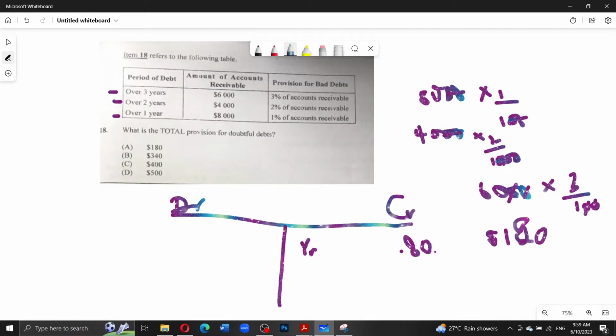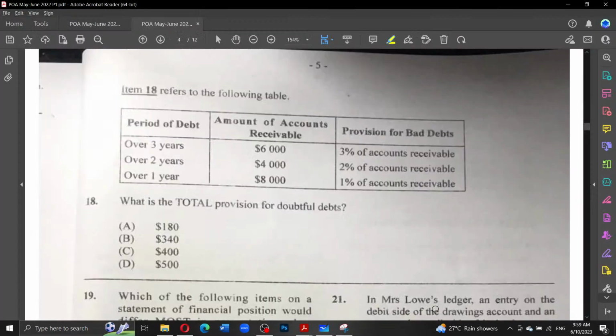And if you look here, you have $80 and then you have 180. So the increased amount is going to be $100. So you have to put $100 here. So the total provision is actually $180, which is A. Right, so that's the total provision. That's the total amount that's going to be in the ledger account.